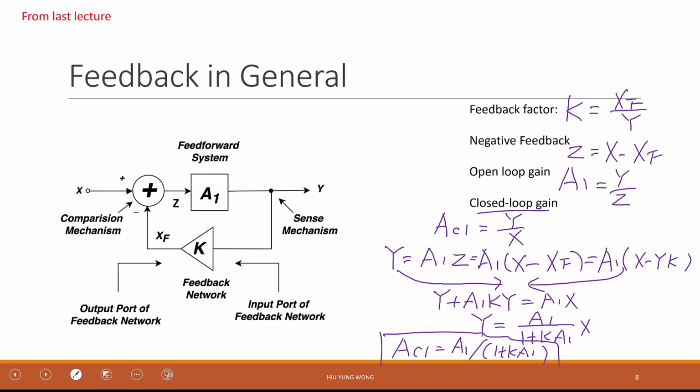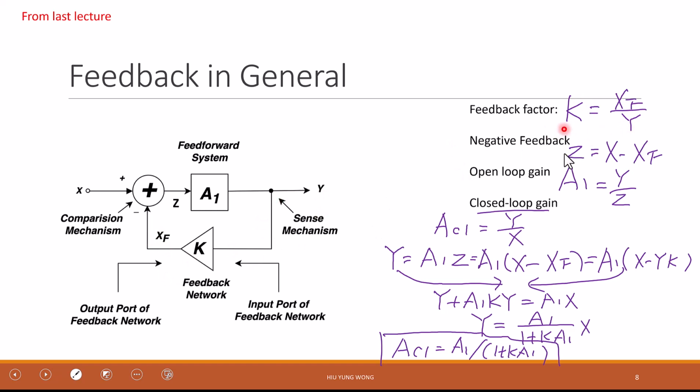Let me just recap. The first thing is feedback in general. We say that any feedback system has 4 parts. One is the feed-forward, one is the sense mechanism, one is the feedback network, and the other is the comparison. I want you to really remember what a feedback factor is. The feedback factor is this: you get the output, then you take something from there and feed it back to your input to do a subtraction. So it must be xf divided by y.